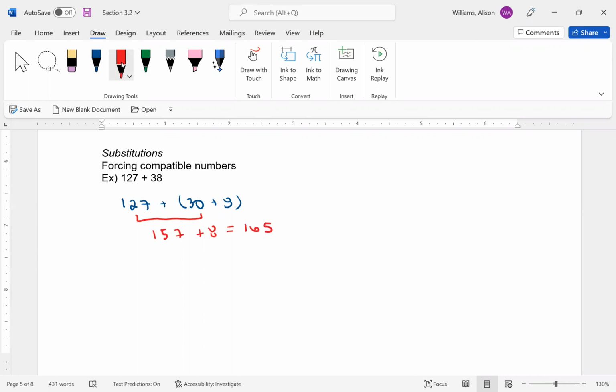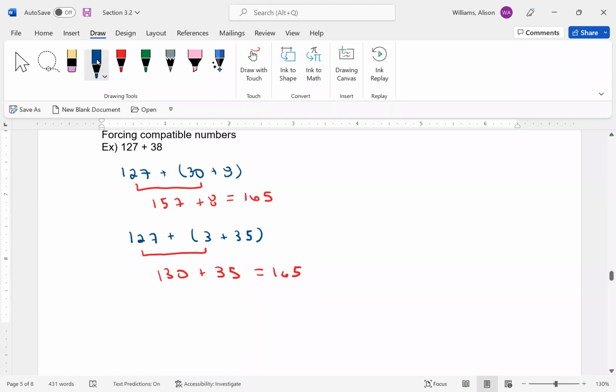Okay, another way we could rewrite 127 and 38 is to break up the 38 in a way that I'll get a tens. So what if I break it up as 3 and 35? Because then I can add the 127 and the 3. That'll give me 130, and then 130 plus 35, that's 165. So that's being really clever and trying to force it to be a nice number that I'm adding them up to. Okay, I of course could break up the 127, right?